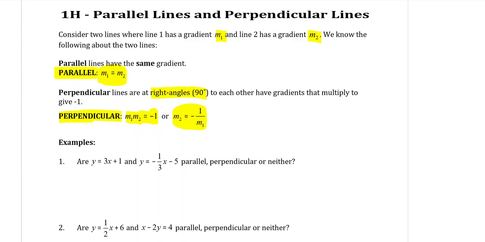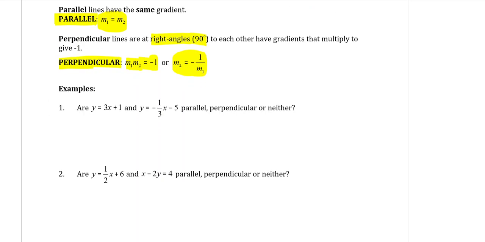Okay, so question 1. Are y equals 3x plus 1 and y equals -1/3 x minus 5 parallel, perpendicular, or neither? So they're neither if they don't work with either of those formulas. So first of all, let's write down what the gradients are. From the first line, y equals 3x plus 1, the gradient is the 3 that's sitting there in front of the x. So m1 is equal to 3. Looking at the second line, again, the gradient is what's in front of the x, so m2 is equal to -1/3.